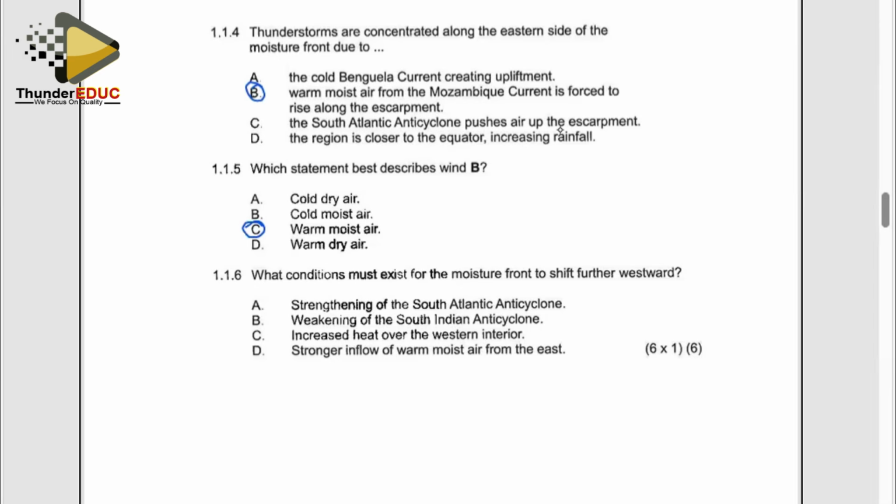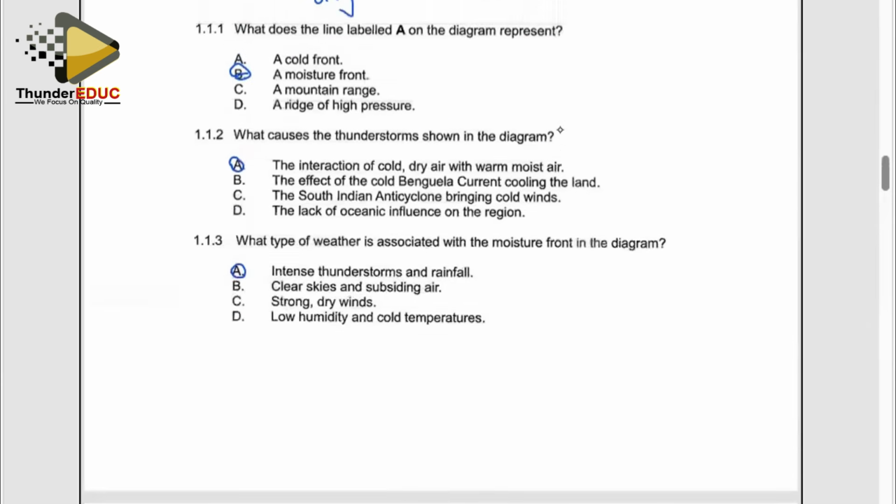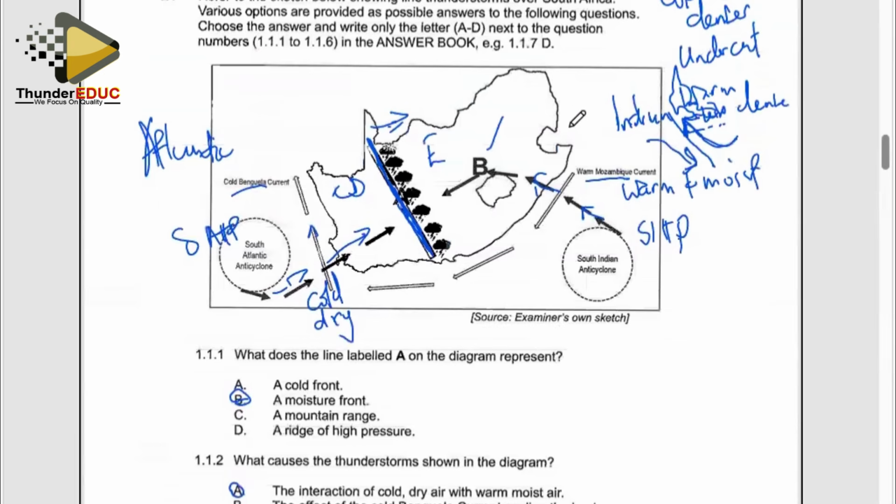Right, we move on to the next question. What conditions must exist for the moisture front to shift further westward? Right, let's go back and look at our question. Here we said the moisture front moves from the west going towards the east. It shifts to the east. But there are exceptional conditions. We are now asking what can facilitate the reversal of the ordinary movement direction for this front, to move further to the west, to go back to the west.